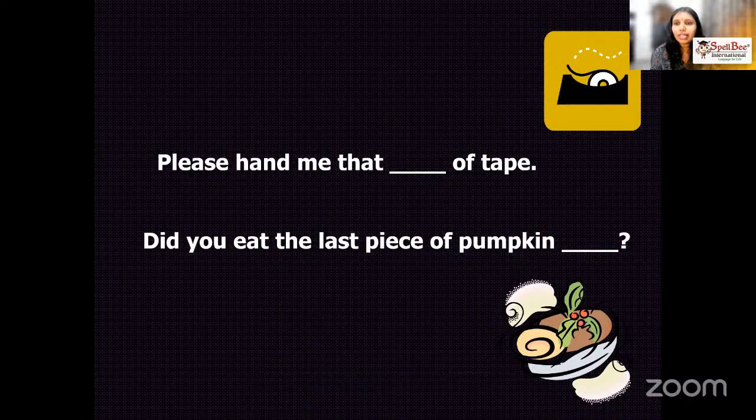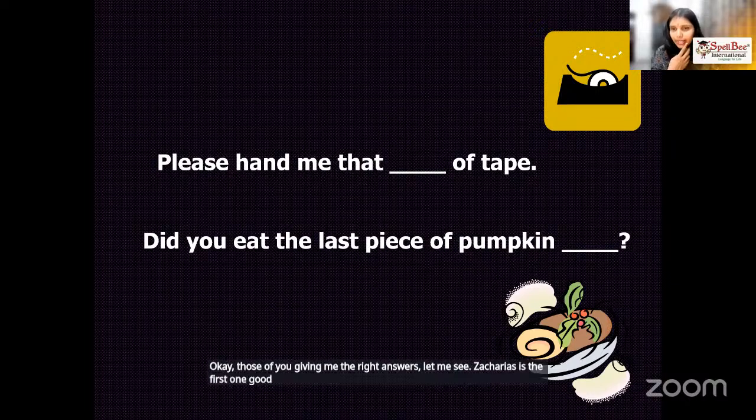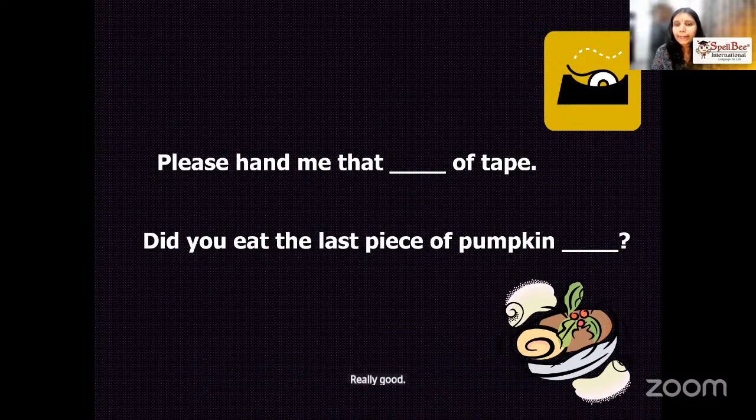Okay, those of you who give me the right answers, let me see. Zacharias is the first one. Good. Advait Anandraman, good. Nidhi, good. Who else? Elsa, good. Priscilla, good. Nathan, good. Sirius, good. Brinda, good. Purva, good. Shrestha, correct. Aheli, Ashani, Manav, all correct.